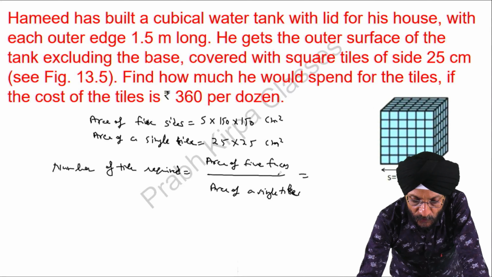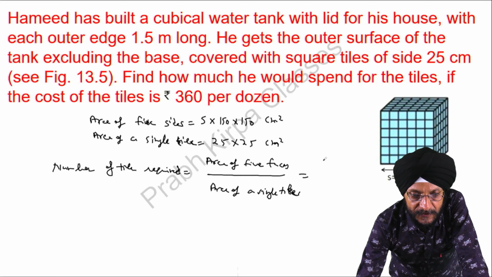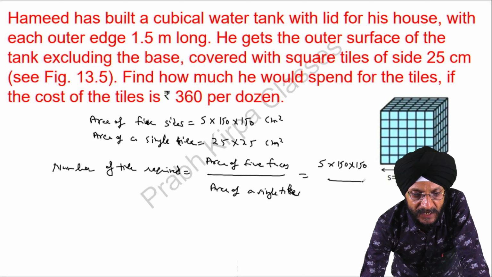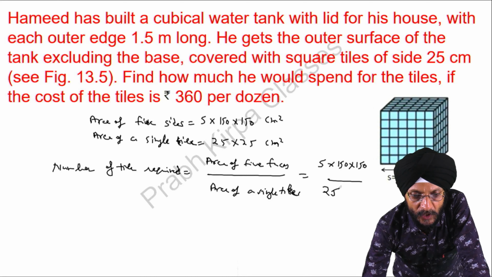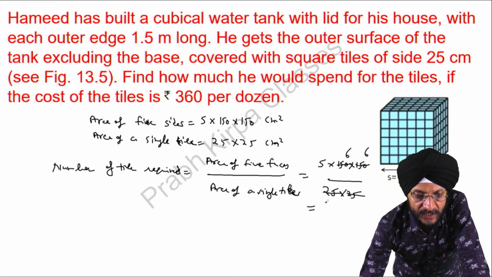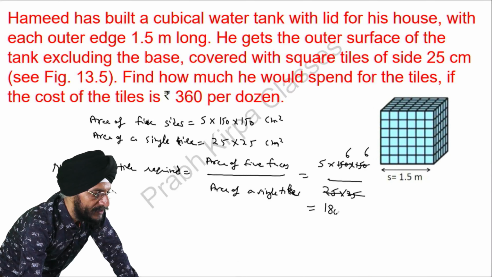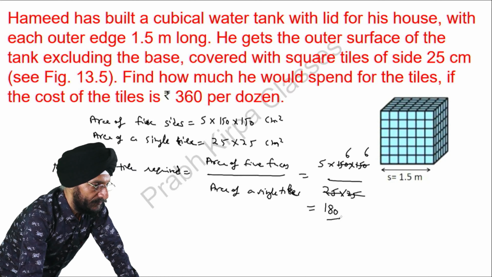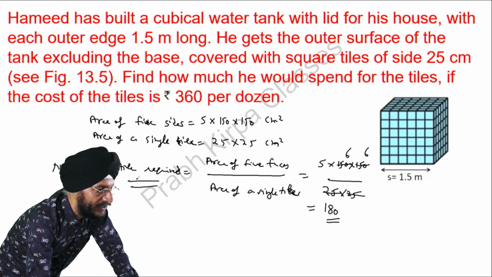Now what is the area of 5 faces? It is 5 into 150 into 150, and the area of a single tile is 25 into 25. Here it will be cut, here it will be cut. Now what will be the balance? It will be 5 into 6 into 6. It will come as 180. So these are the number of tiles required.